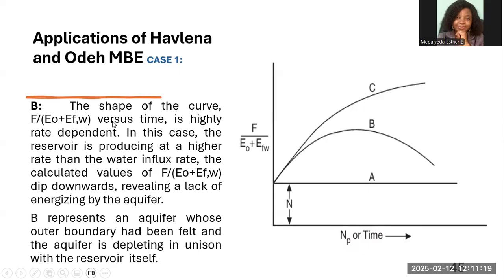Okay, so the shape of the curve versus time is highly rate dependent. So this is rate dependent. In this case, when you have this B, what happens? The reservoir is producing at a higher rate than the water influx rate. So that means there will be an energy deficiency within your reservoir system. If the reservoir is producing at a higher rate and the water influx rate is slow, remember there has to be a balance which the water influx provides with your reservoir.